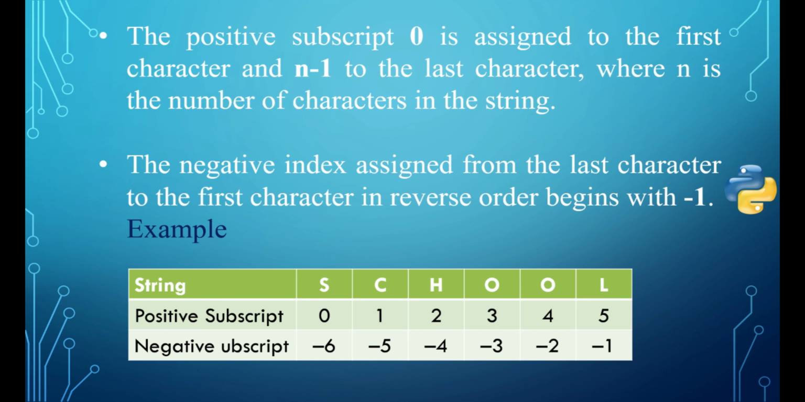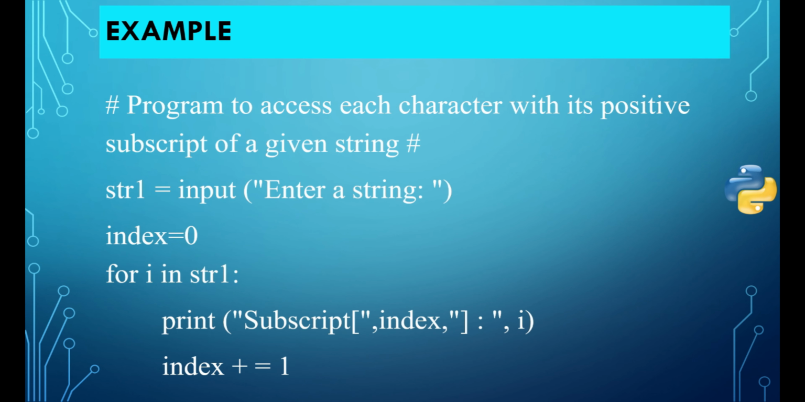Okay, here you see in this coding, a program to access each character with its positive subscript of a given string. string equal to input, enter a string, index equal to 0, for i in string 1, print subscript index, here within a square bracket, and then colon, double quotes closed, comma i. So index plus equal to 1.